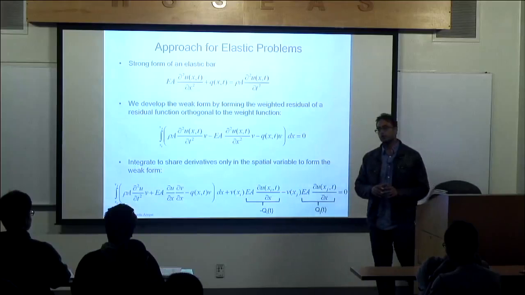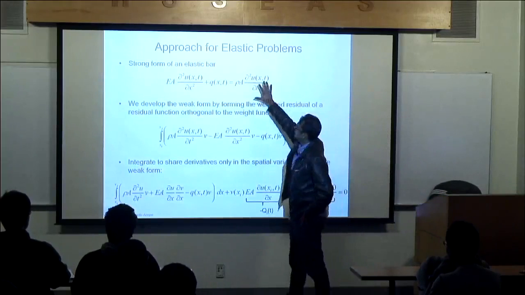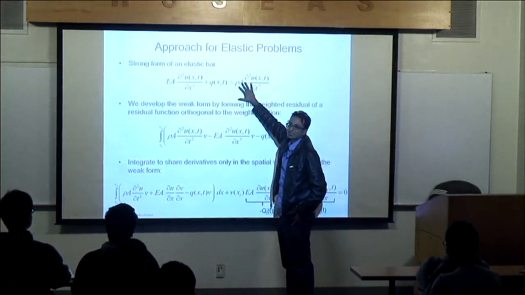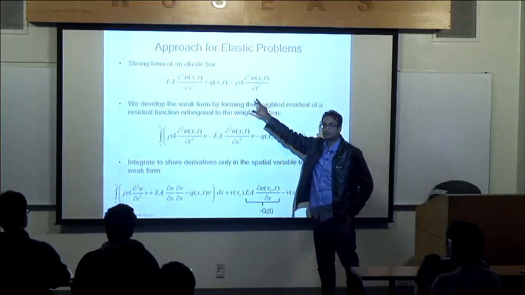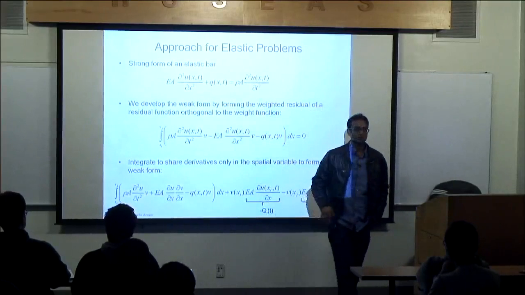So we've covered already what the strong form looks like for an elastic bar. Previously, I did not show you this term. This term was 0. There was no acceleration. Today, we'll be adding that term, and that's basically mass times acceleration for the elastic bar.